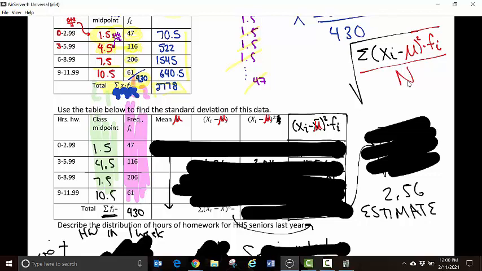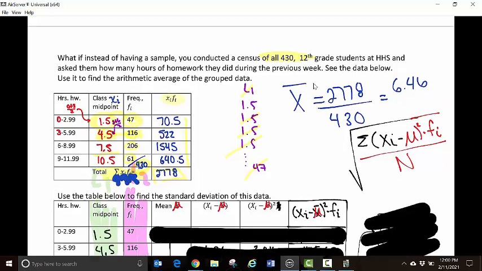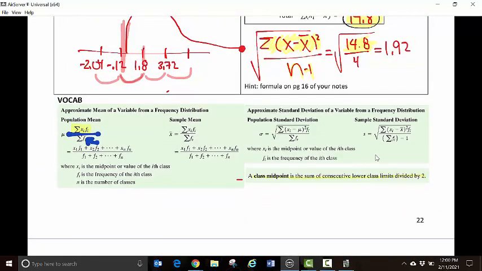Yeah, they took a census. We have data from all of the 12th graders at Hillcrest High School. So that's the population of Hillcrest High School students. So I'm going to divide by n and not n minus 1. They're calling it the sum of the frequencies. Well, that's just n. Okay.